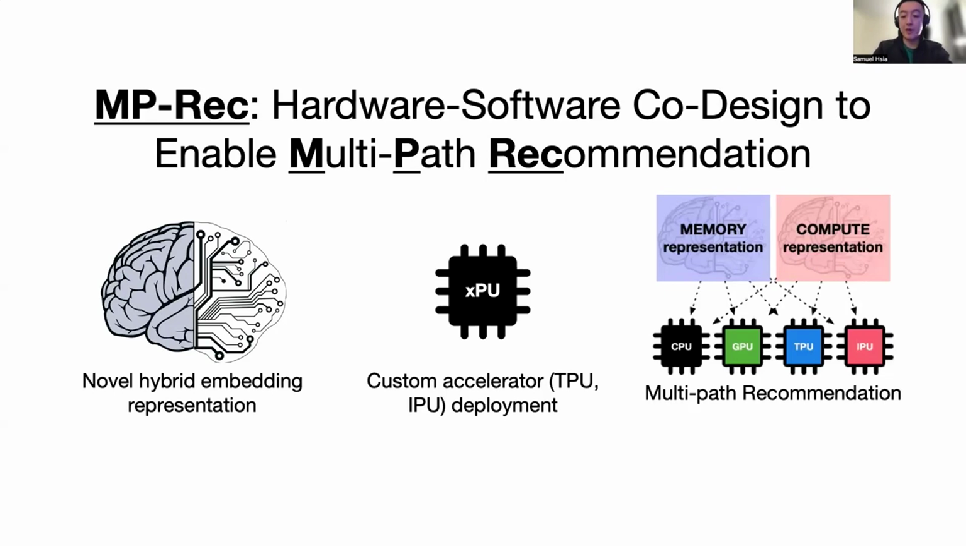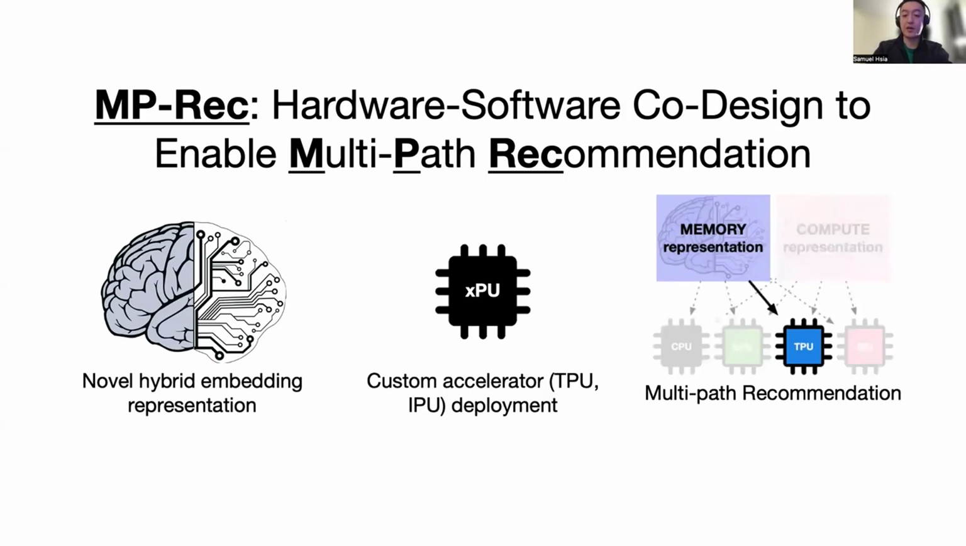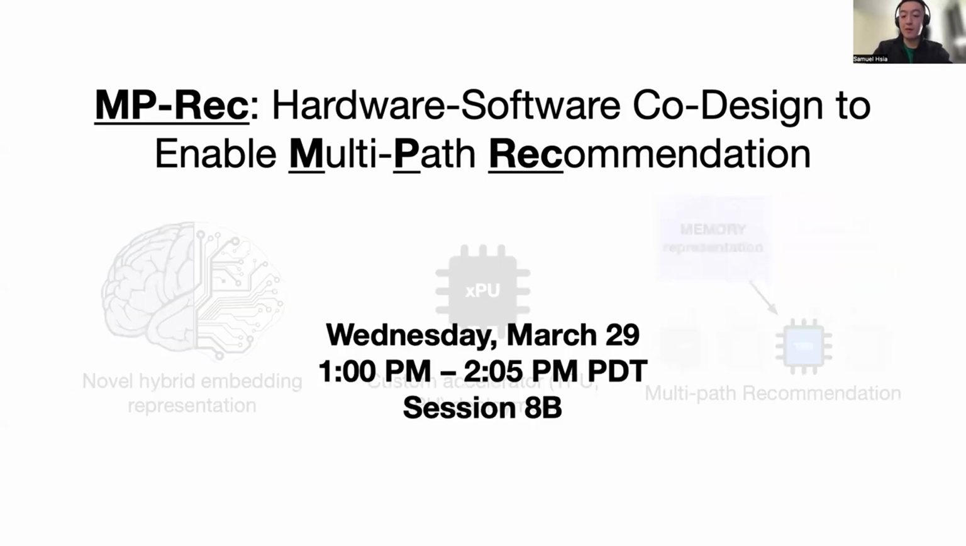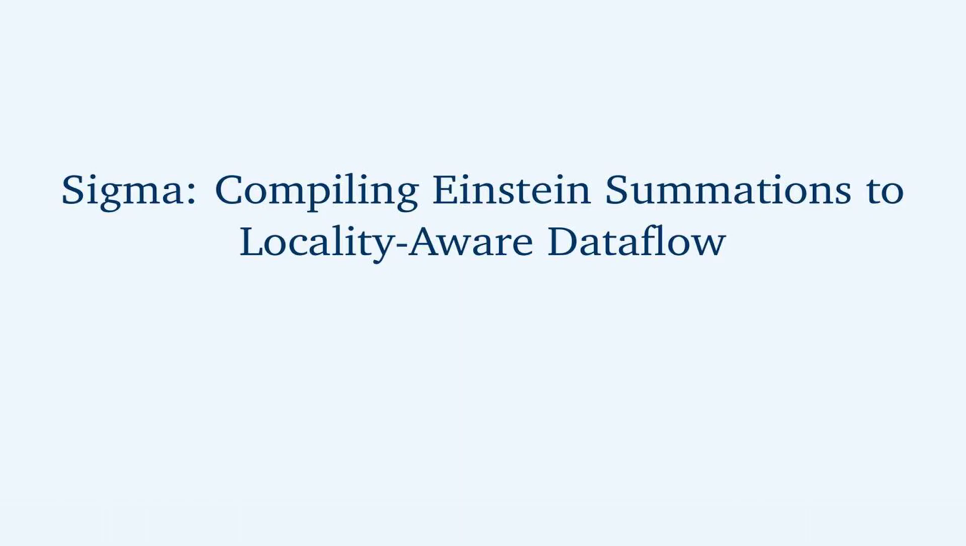MP-Rec exploits the mapping possibilities between representations and systems platforms by dynamically activating execution paths based on input query information. By doing so, MP-Rec ensures that users can receive the highest quality recommendations under great system performance. To learn more about MP-Rec and how it optimizes neural recommendation inference, please come to our talk on Wednesday afternoon.